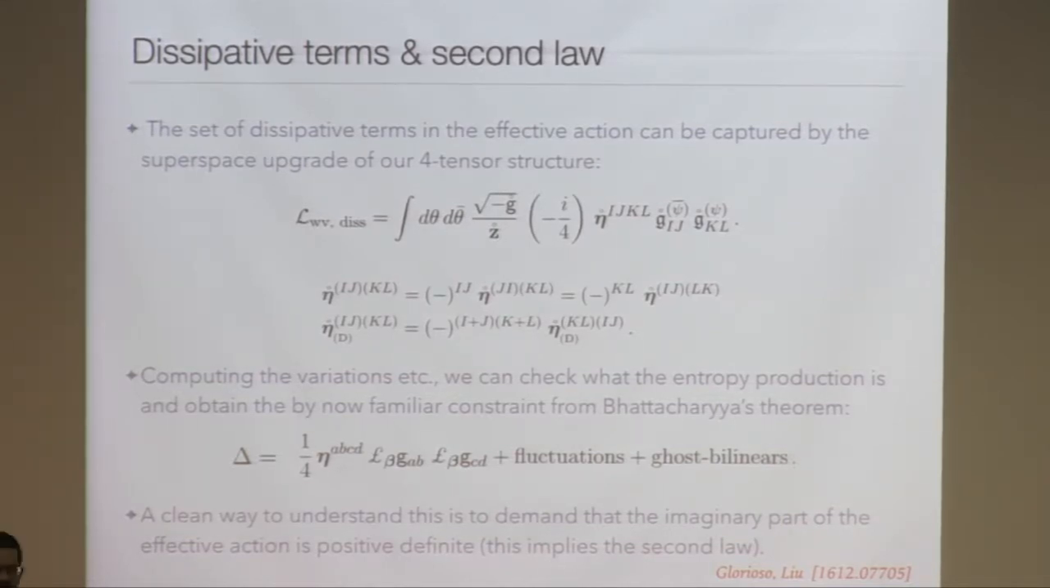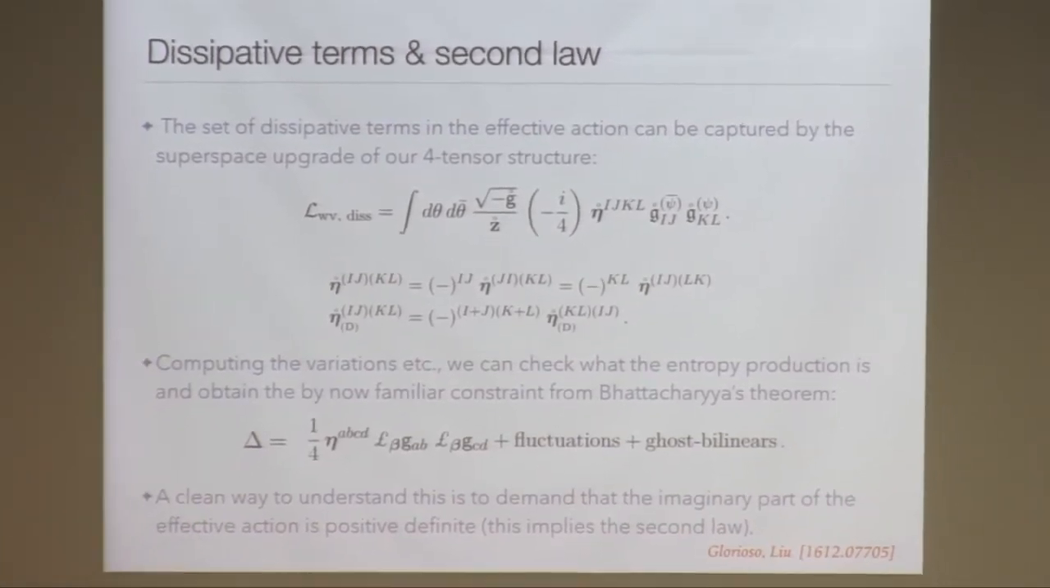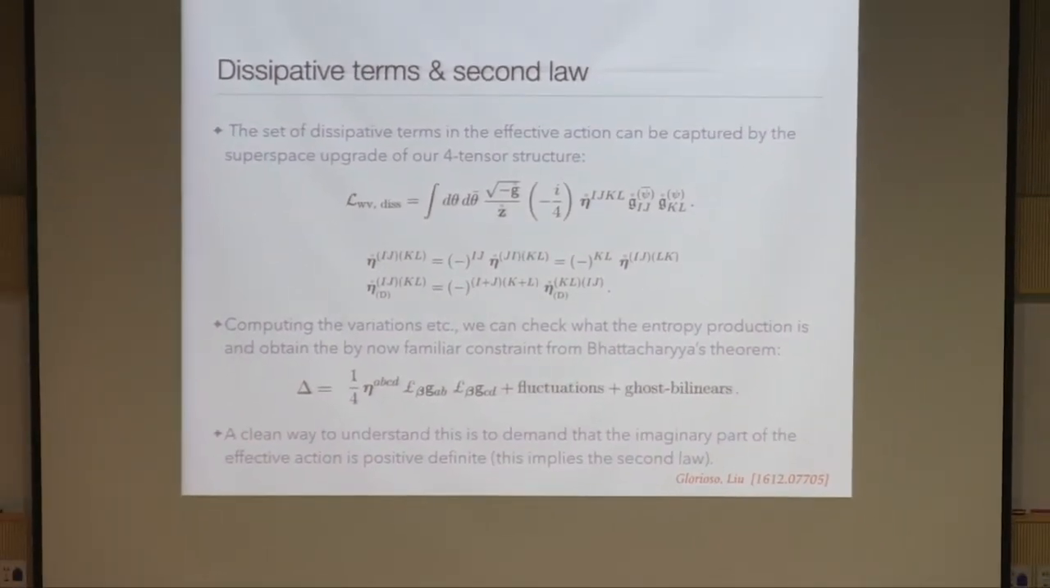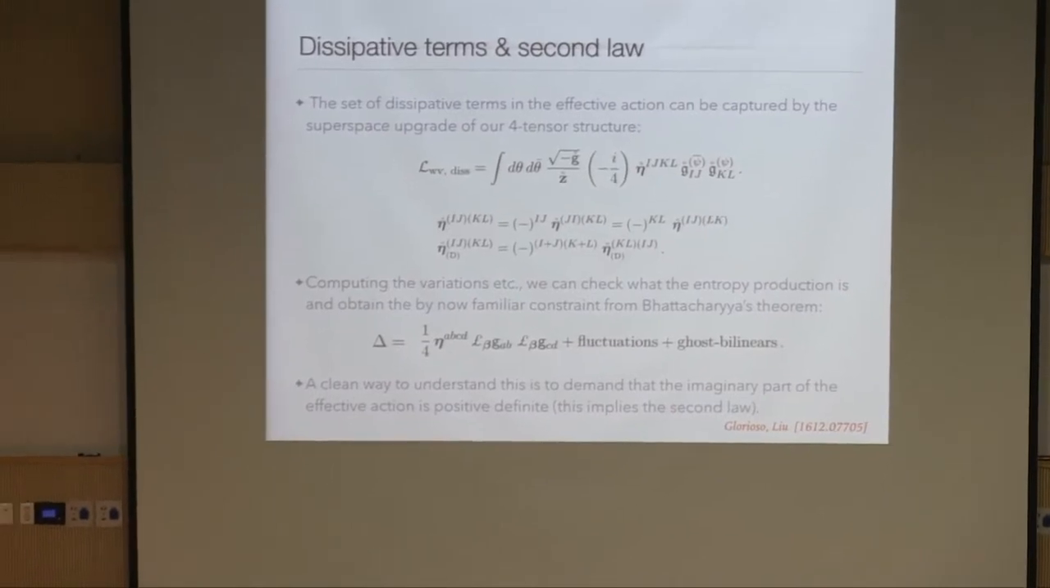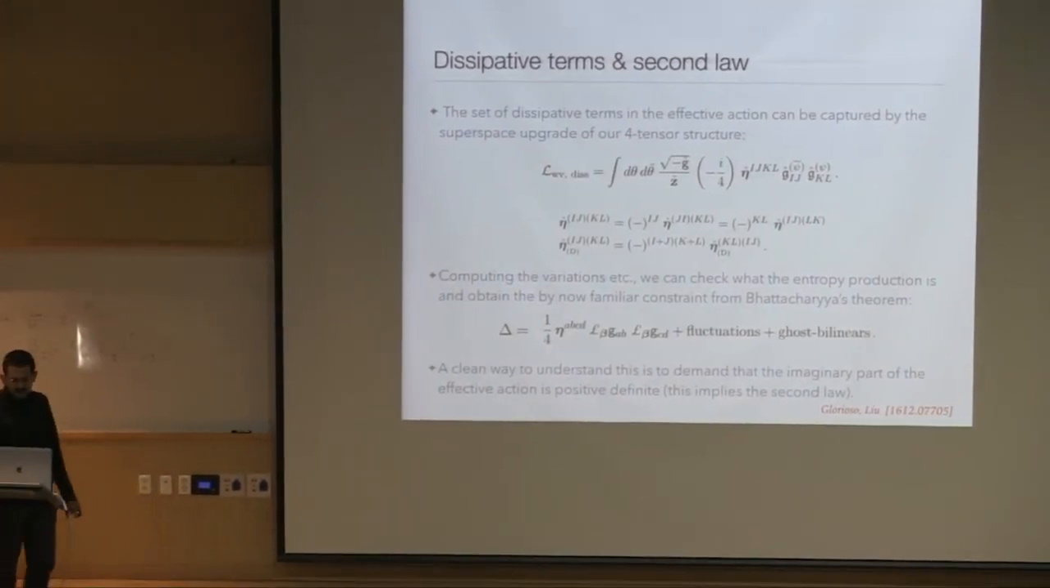So not a surprise, I mean, we sort of knew what to engineer, but it's nice to see that that's the only thing that's allowed, and it gives you that as long as this tensor satisfies the right positivity constraints, then entropy is produced. And there's a nice way to understand this, which is that requiring this tensor to have the right positivity constraint is the same as demanding that the effective action has a positive definite imaginary part. So that's very well explained in this paper.